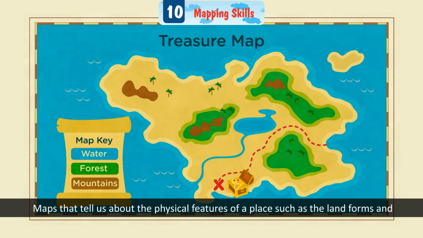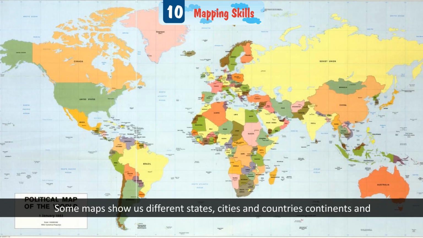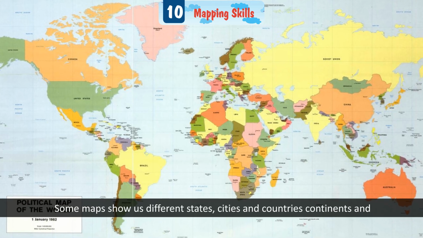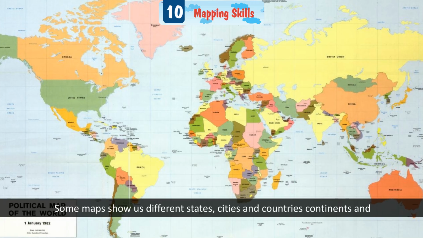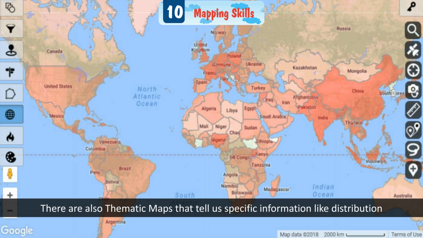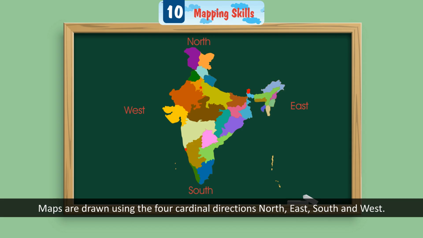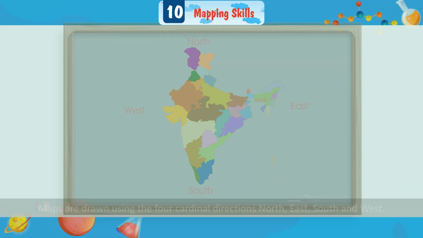Maps that tell us about the physical features of a place such as the landforms and water bodies are known as physical maps. Some maps show us different states, cities and countries, continents and their boundaries. These maps are known as political maps. There are also thematic maps that tell us specific information like distribution of rainfall, population, etc. Maps are drawn using the 4 cardinal directions: north, east, south, and west.